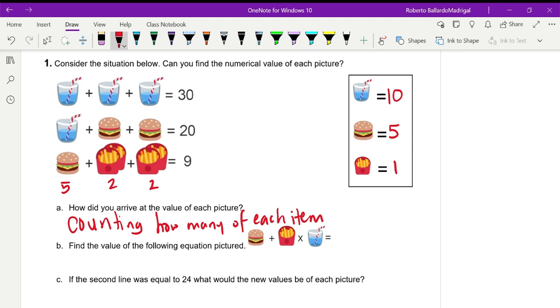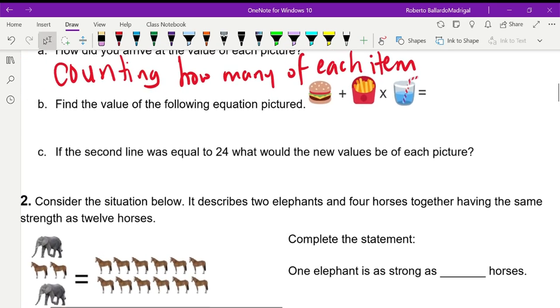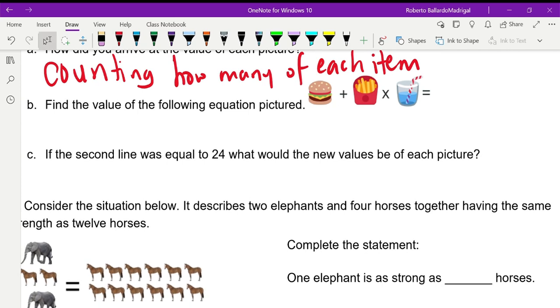Okay. Find the value of the following equation that is pictured. 1 burger plus 1 fry times 1 drink. What is this going to equal? Lila. 15. And how do we get 15? Very good. So here the process would be 5 plus 1 times 10. 10 times 1, like you said, would be the first step. And then 10 plus 5 is 15. Excellent.